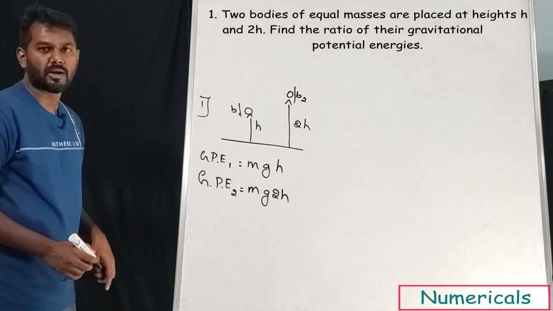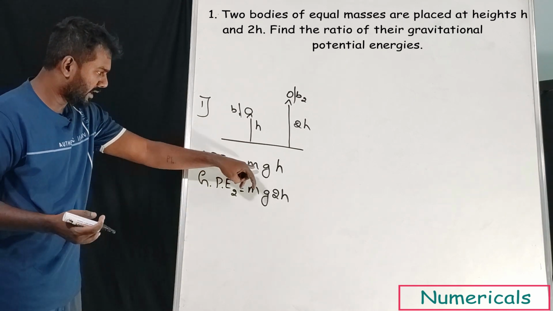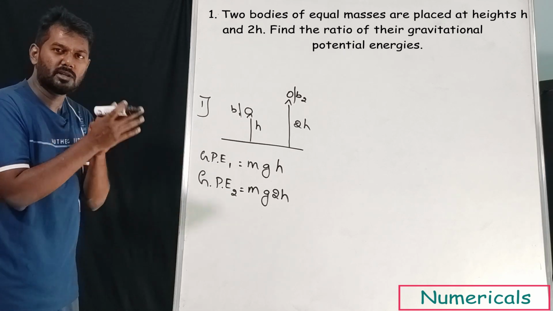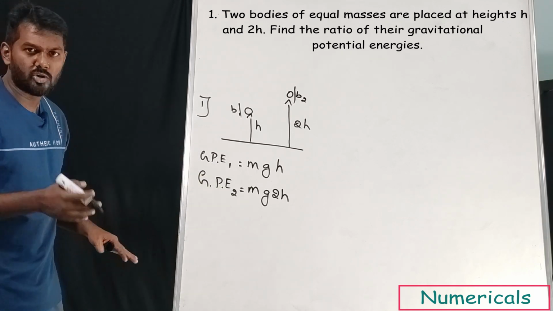So now we have to find the ratio. What do you mean by ratio? We are going to divide the first quantity by the second one. Then whatever the simplified answer we have, that will be the ratio. I'll show you how to get it.